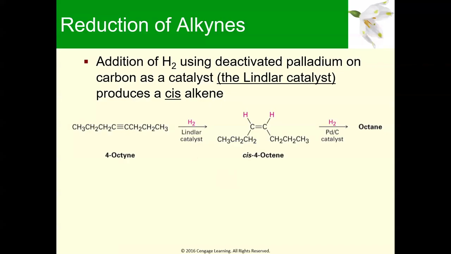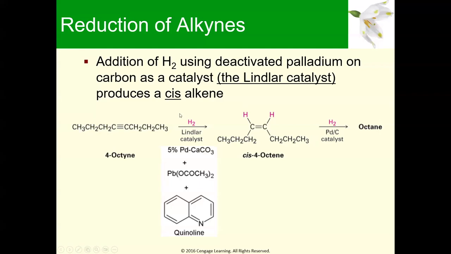I don't expect you to know what it is, but I do have an example of it. Again, it's variable. Different research groups use different recipes. But for example, you've got palladium that's what's called poisoned with or contaminated with lead. The key thing is the lead. The lead is what enables you to stop it halfway to where you get the cis arrangement in the alkene.